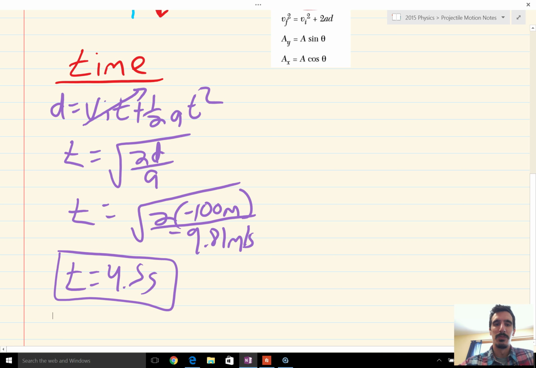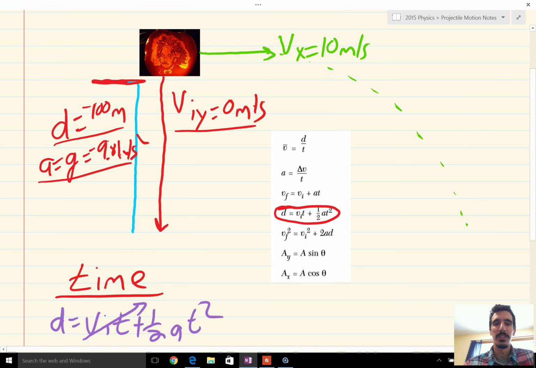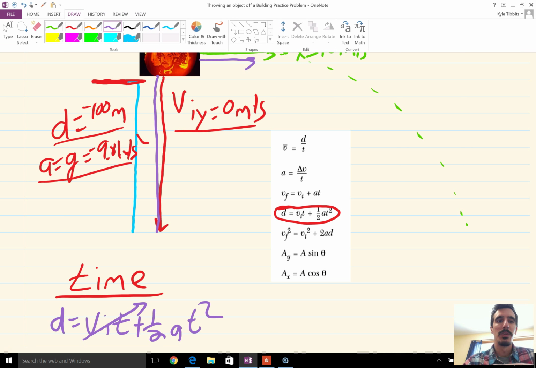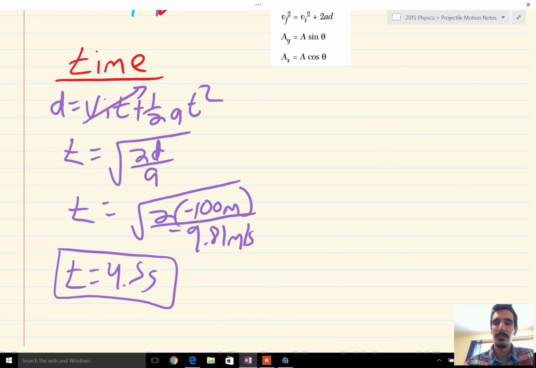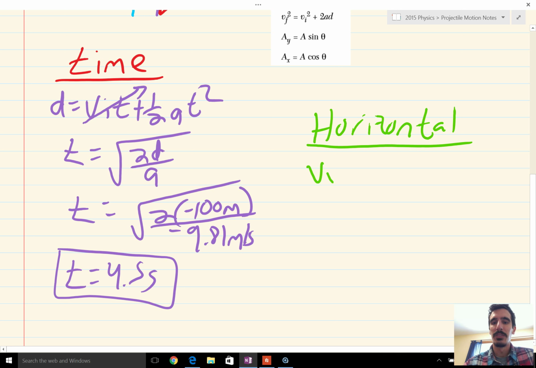Okay, so when we throw something horizontally, it takes 4.5 seconds to fall down. It's also going to take 4.5 seconds in this direction to hit the ground. So let's look at what we know horizontally to find how far the ball went. So horizontally, they tell us we threw it at a velocity of 10 meters per second. Remember, in the horizontal direction, when we neglect air resistance, the velocity is constant, so it never changes. And the time we just found is 4.5 seconds.